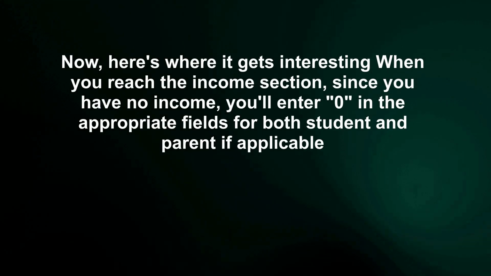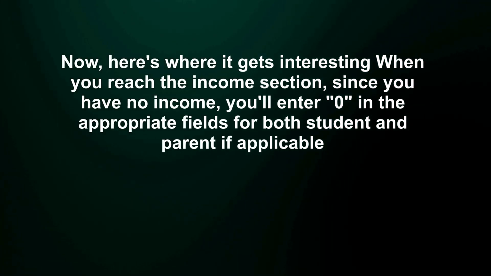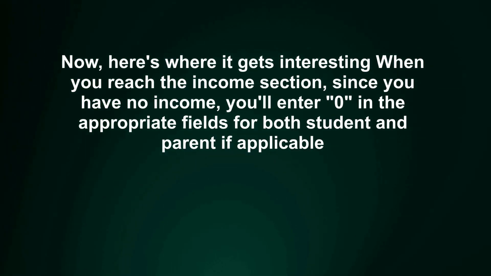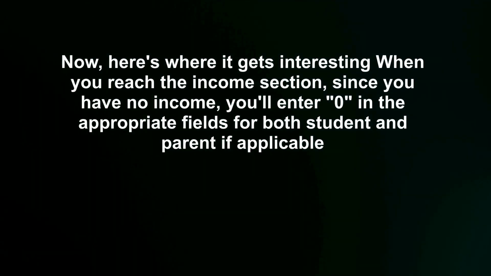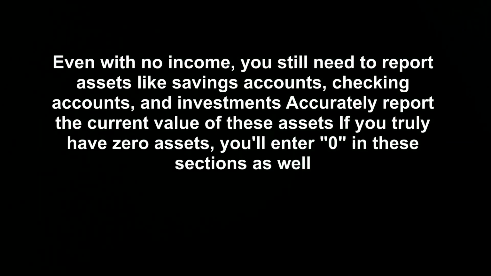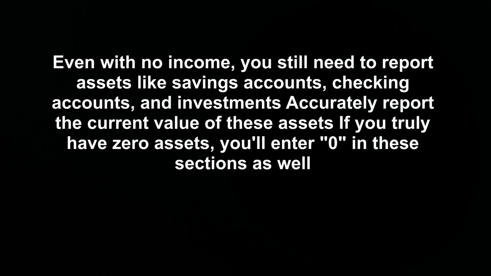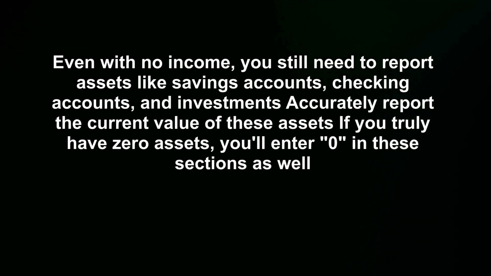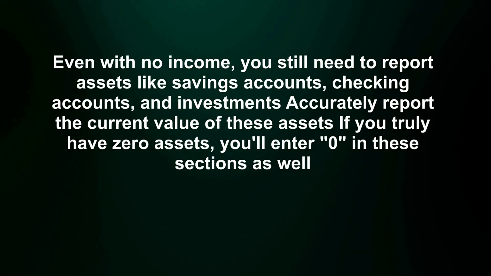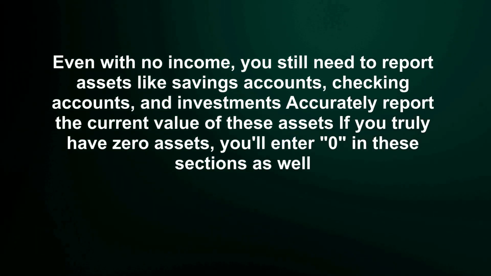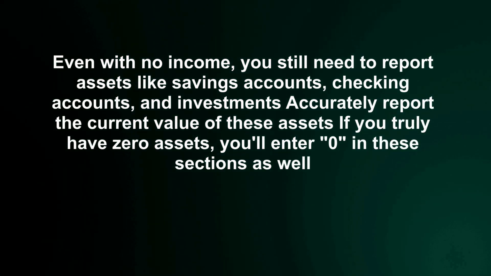When you reach the income section, since you have no income, you'll enter 0 in the appropriate fields for both student and parent if applicable. Even with no income, you still need to report assets like savings accounts, checking accounts, and investments accurately. Report the current value of these assets. If you truly have 0 assets, you'll enter 0 in these sections as well.